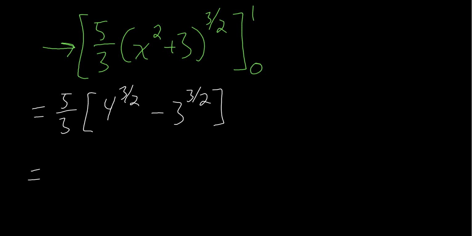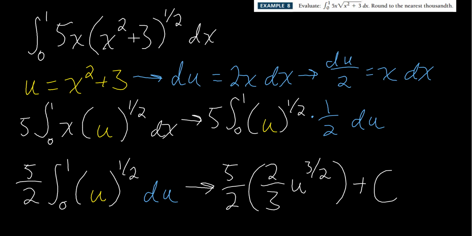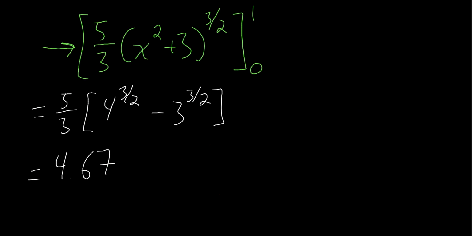So this becomes 5/3 times 4 to the 3 halves. So 4.67. And realistically, the last part of this particular problem we've done before with definite integrals. The new step involved here is basically just the u substitution. Okay, but we did obviously solve this definite integral.